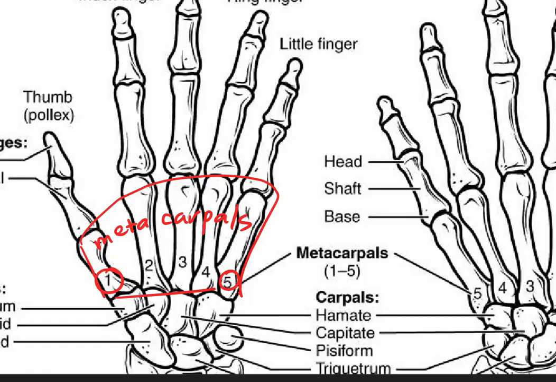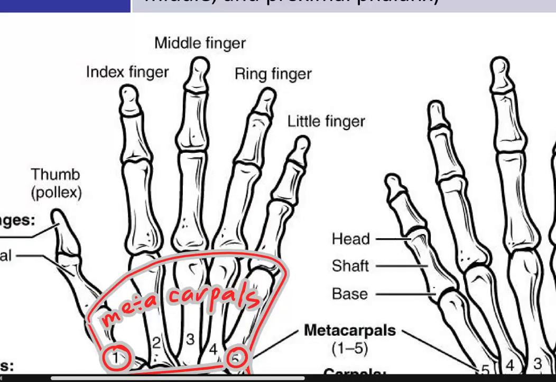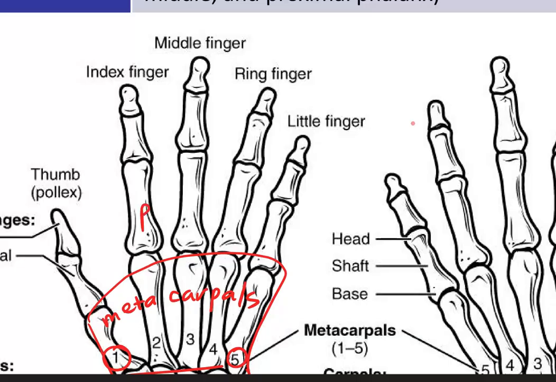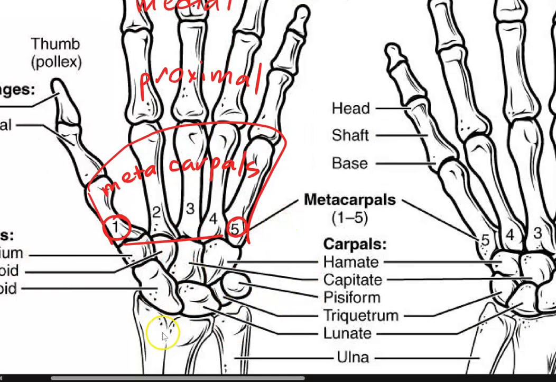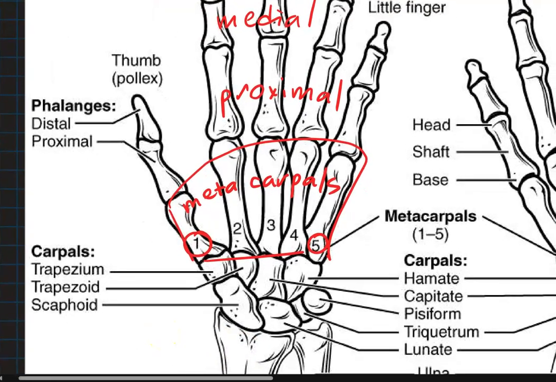Phalanges are also not particularly complicated. So when you start looking at the phalanges here, these are proximal, these are medial, and these are distal. Please notice that your thumb only has distal and proximal, no medial. The numbering principle is the same. Am I clear?